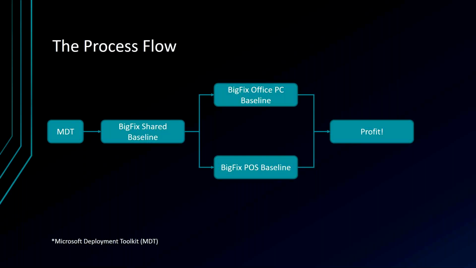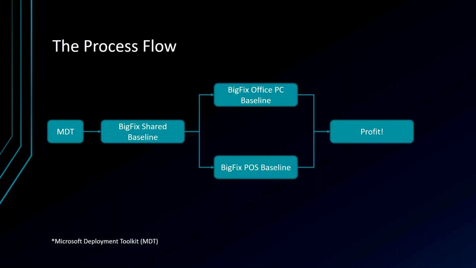You can kind of see that in this. We have two separate machines that we use. We have a point of sale and we have a back office, and we've actually built into BigFix to make that switch. So there's two separate baselines for those images.